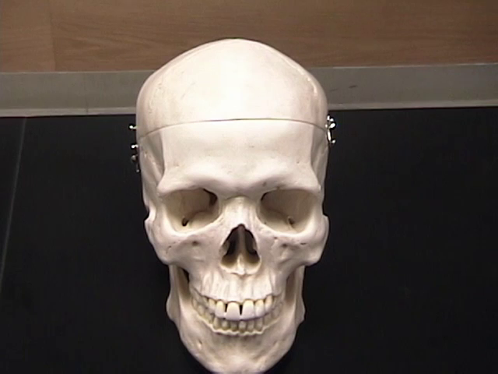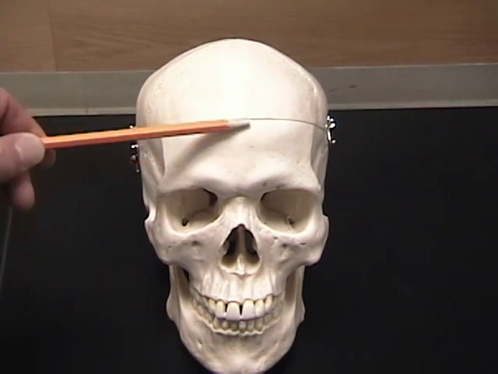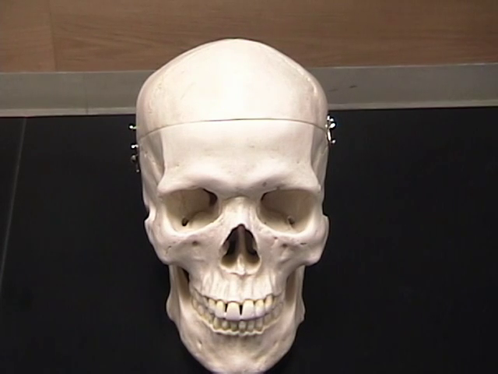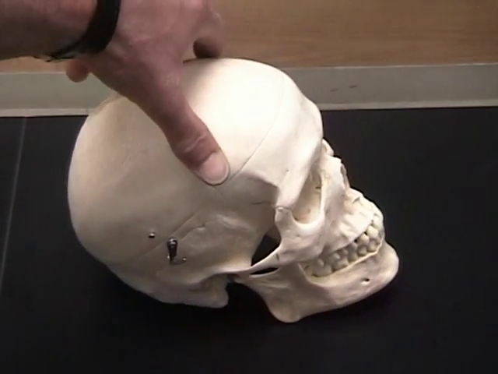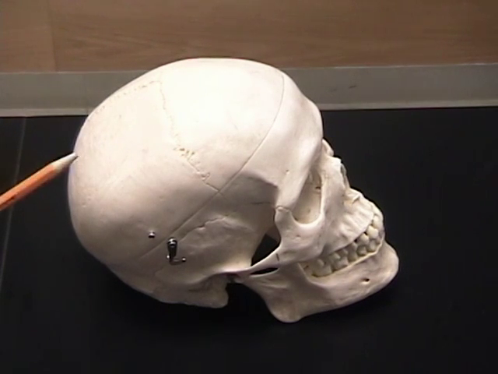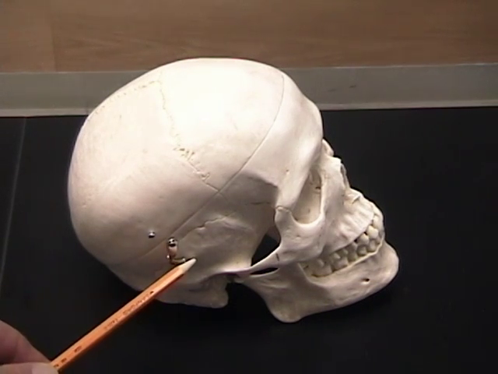This is an anterior view of the skull. The bones of the skull are divided into two categories, the cranial bones and the facial bones. In this anterior view of the skull, we can see the frontal bone. If we rotate the skull laterally, we can see the right parietal bone. This is the right temporal bone.